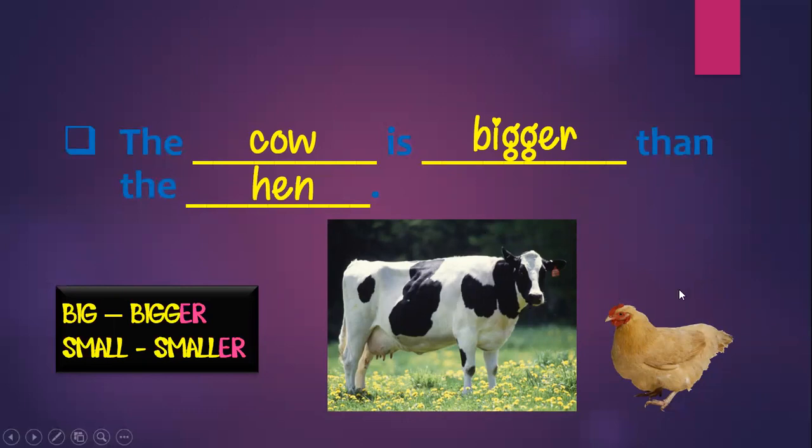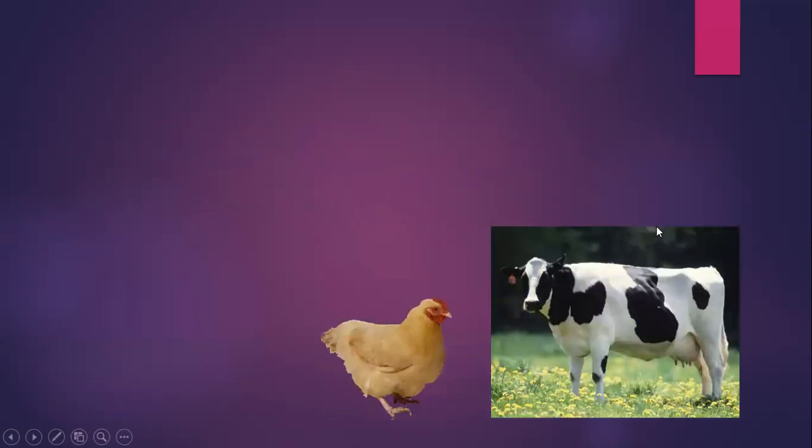So in order to compare, we use adjectives. And in this case, we are using the adjective big. But when we use this adjective when comparing, we add the ER and we say bigger. The cow is bigger than the hen. So remember that we add the ER, bigger, okay?